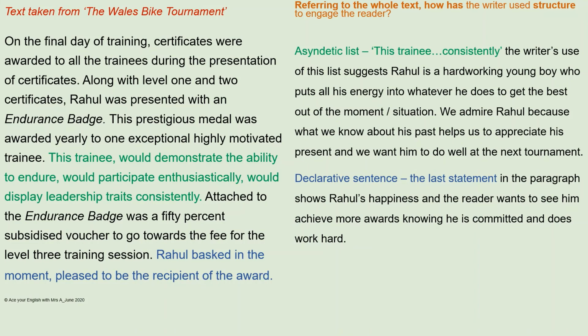What other sentences can you know? Remember, a lot of them are there. We don't have questioning in this one, what we've read. We don't have imperatives, but we do have this one, declarative. So the last statement in the paragraph shows Rahul's happiness, and the reader wants to see him achieve more awards, knowing he's committed and does work hard.